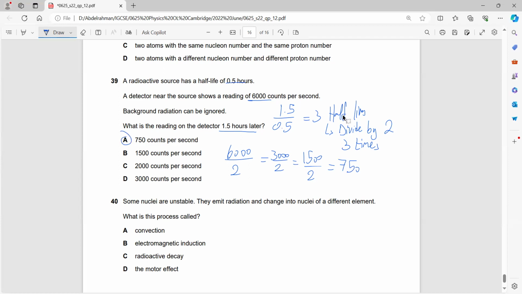Some nuclei are unstable. They emit radiation and change into nuclei of different elements. What is this process called? It's called radioactive decay.